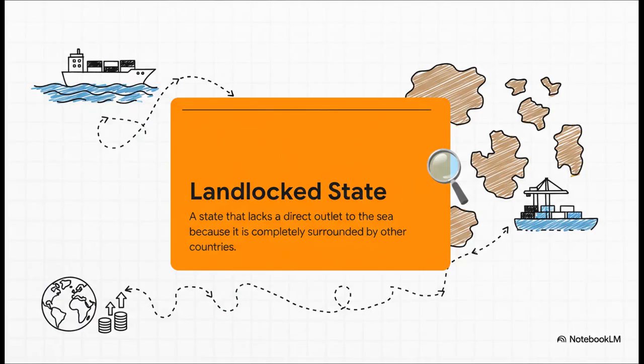Okay, one more key term that's related to all this. It's not one of the 5 shapes, but it's a critical geographic challenge: being a landlocked state. This just means a country has no direct access to an ocean, which is a massive disadvantage because so much of the world's trade happens by sea. You're totally reliant on your neighbors to get your stuff to a port.